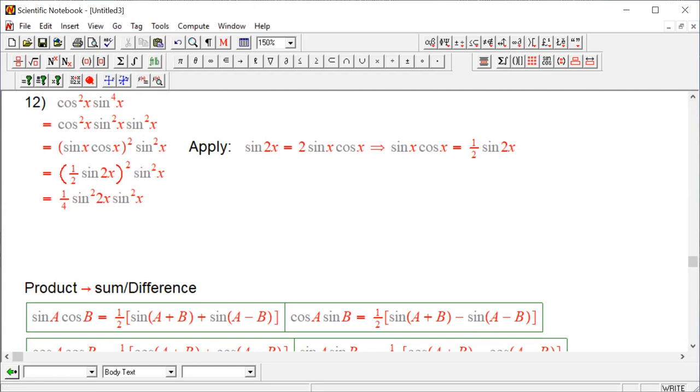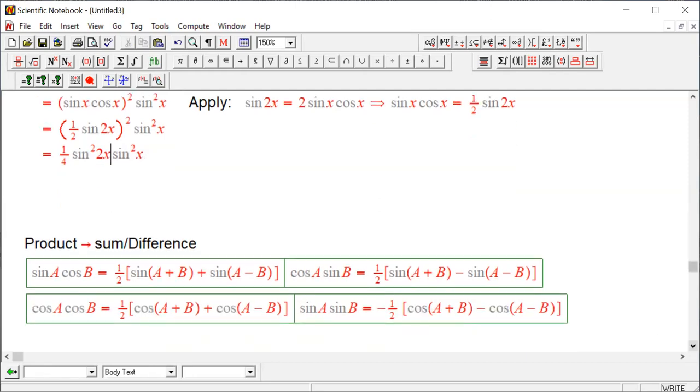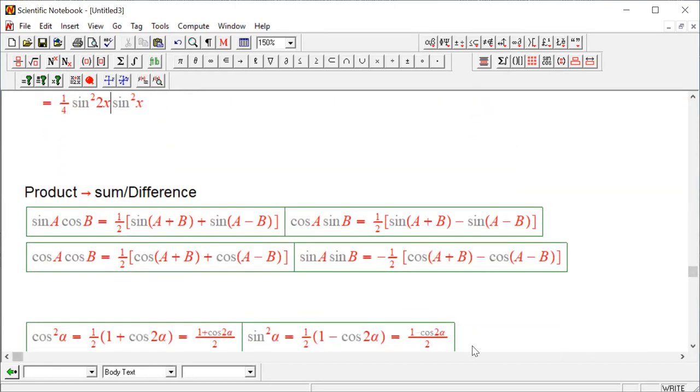So now we need a substitution. We need a substitution for this piece and that piece. And guess which formula would apply? Of course, it's this one. We just have to use it twice. Okay, so we're going to apply that piece.